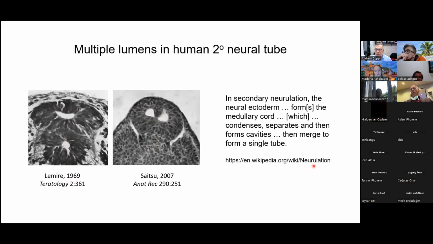And of course, you know, I always go back to Wikipedia, as we all do, and see what it says about neurulation. And what Wikipedia says is, in secondary neurulation, the neural ectoderm forms the medullary cord, which is the future neural tube, which condenses, separates, and then forms cavities, which then merge to form a single neural tube. So in other words, Wikipedia is saying that neurulation in the human embryo is like the chicken.